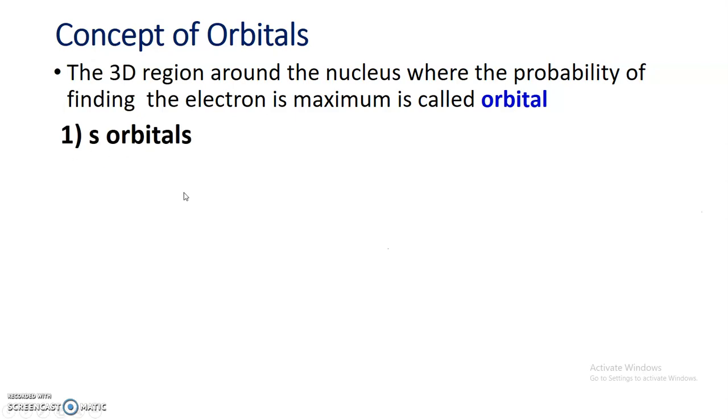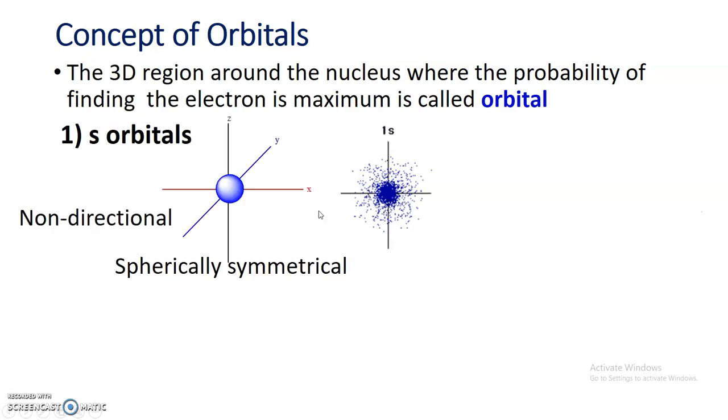Now, first of all, the s orbital. The s orbitals are spherically symmetrical about the nucleus. You can see this is the 1s orbital. Suppose this is the x-axis, this is the z-axis, and at right angles to these there is one more axis, the y-axis. The electronic cloud is spherically symmetrical. So here is the 1s orbital, which is spherically symmetrical, and it is non-directional because the electronic cloud is oriented along the x, y and z axes, along all directions.